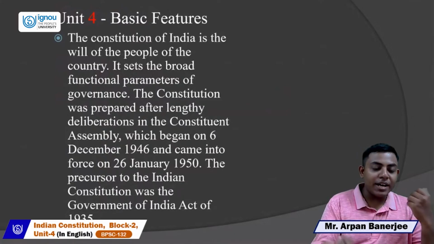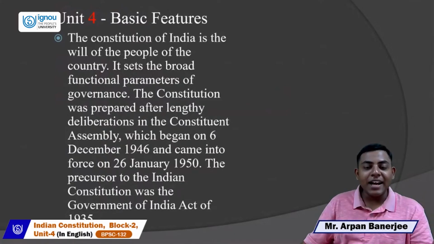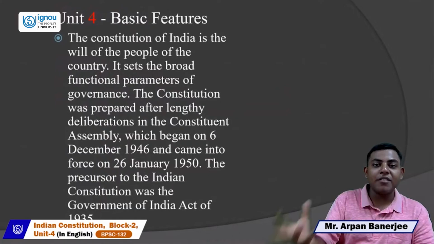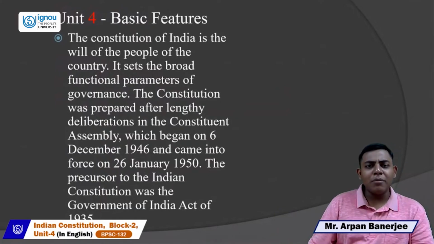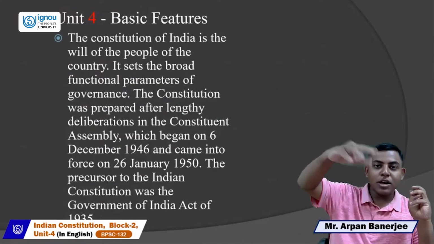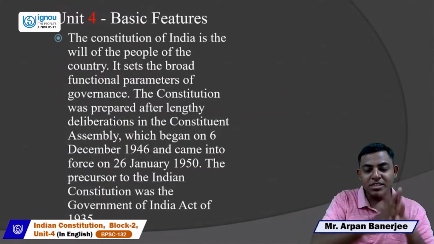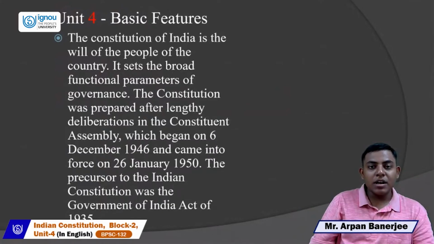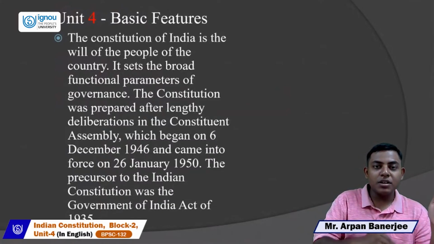So the precursor to the Indian Constitution was the Government of India Act 1935. The Government of India Act 1935 was also very significant. It envisaged an all India federation, but that could not come into being because of the princely states objecting to it. And the Government of India Act 1935 wanted to create diarchy at the union level. So diarchy was when the subjects of legislation were divided into transferred and reserved. The transferred subjects were the ones in which the governor had to act on the advice of the ministers.